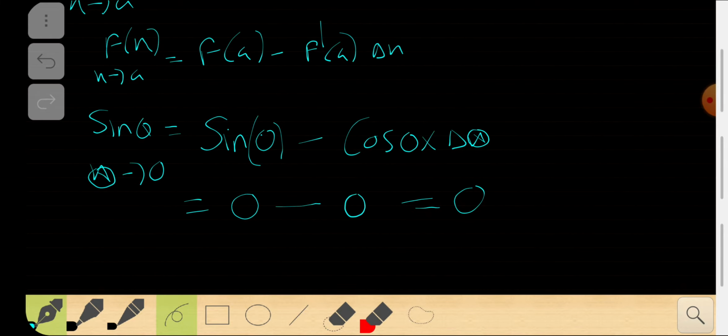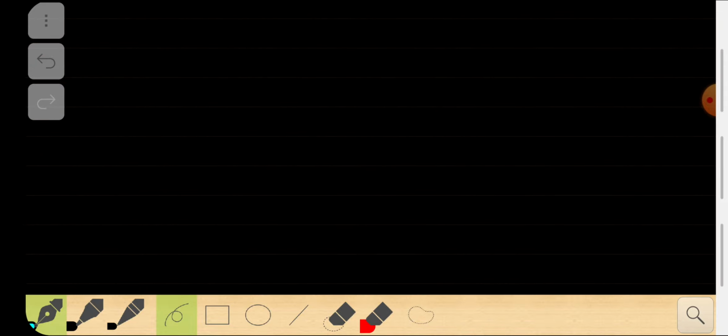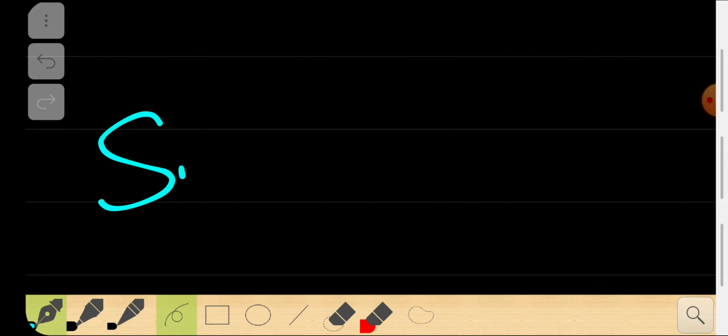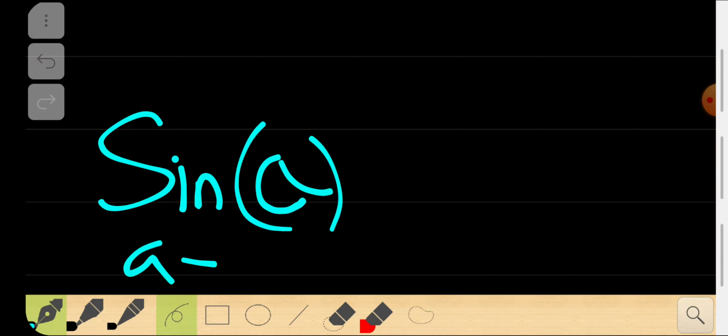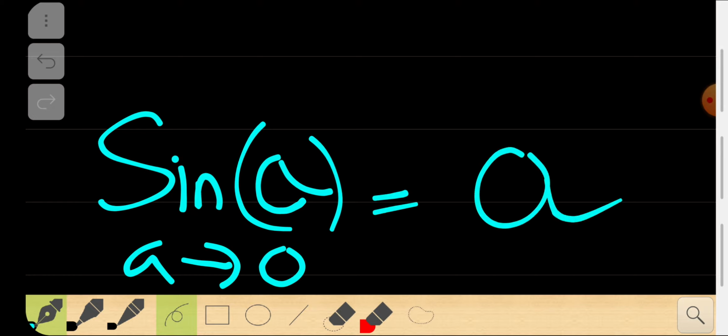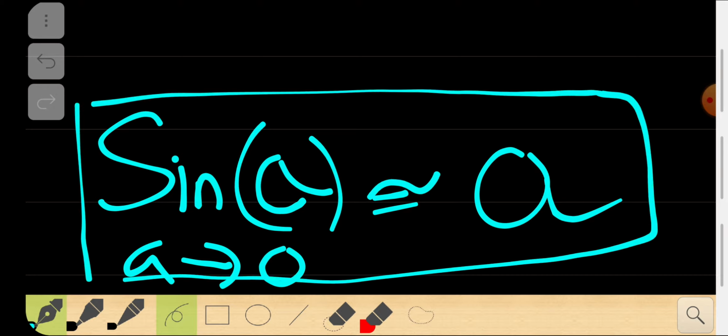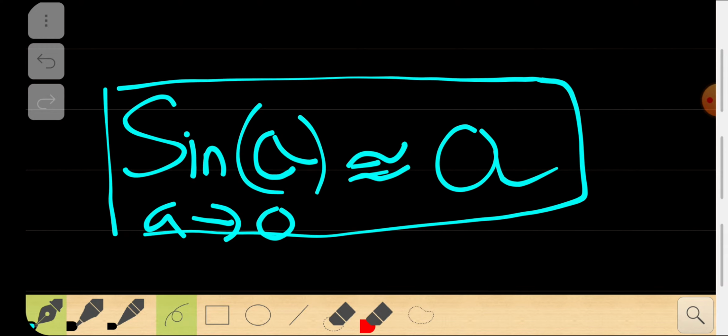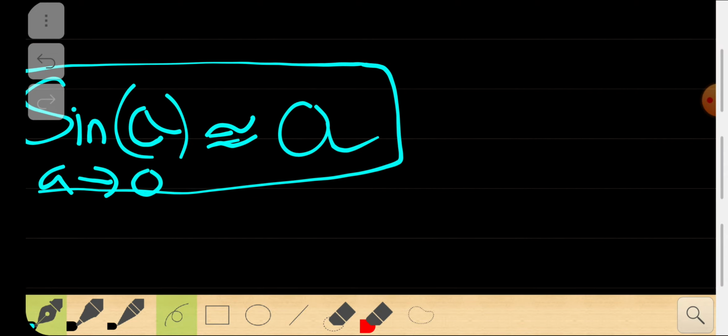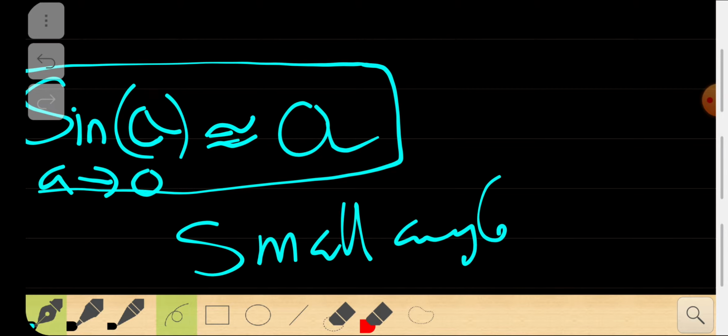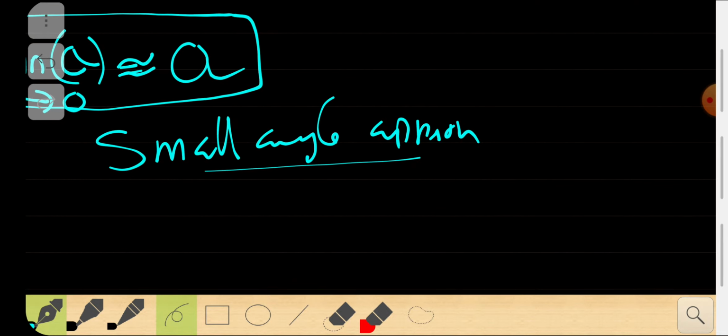So for small values, what does this mean? For small values, sine of a or x or something like that, where a tends to 0, will be equal to a. So that's the approximation that we are doing. So approximately equal to a, or 0. If it is 0, then it's going to be 0. So that's called small angle approximation. That's something that we also need to use, right?